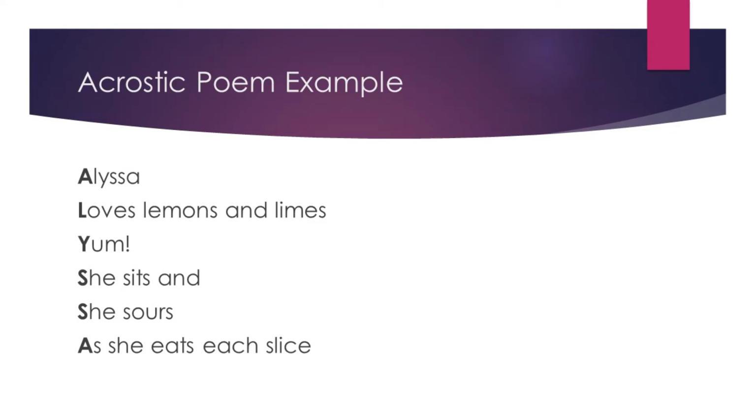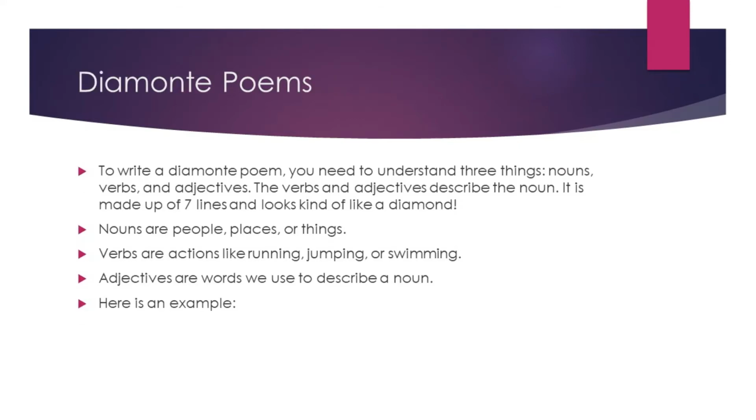Alyssa loves lemons and limes. Yum! She sits and she sours as she eats each slice. What word is spelled out by the first letter in each of those words in each line? That's right, the name Alyssa. So you can decipher from that this acrostic poem is about a person named Alyssa. And fun fact, that's Mrs. Brandon's name. If you didn't know, now you know.